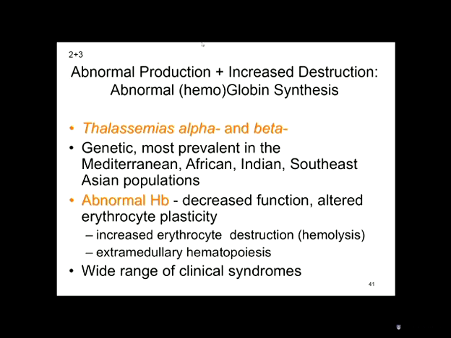But the main problem has to do with the fact that there are mutations in either the alpha or the beta globin genes. And depending on where the mutations are and how many alleles are affected, you get different manifestations, more severe, less severe. So what's made is abnormal hemoglobin, and the abnormality is not in the heme group, not in the iron, but it is in the protein itself, all right?